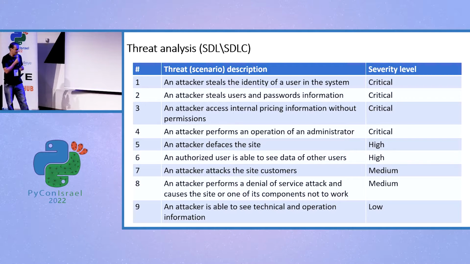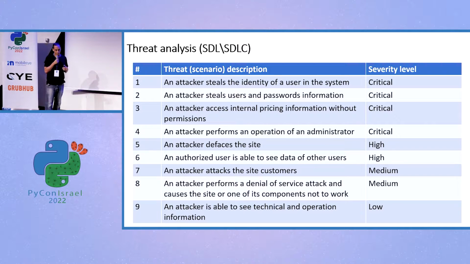Number 7, attacker attacks the site customers. This is a medium threat. And number 9, attacker is able to see technical and operation information. This is low. So before I start to write my first Python code, my first row in Python, you can also start thinking about security. For example, for number 2, I can encrypt and hash my credentials and then lower the risk of stolen credentials.